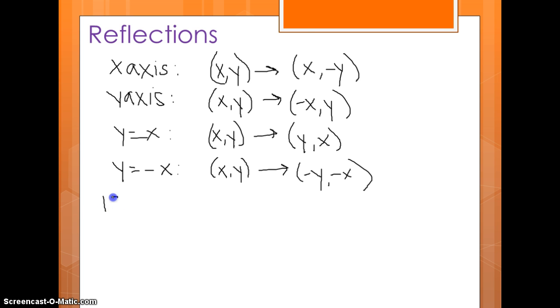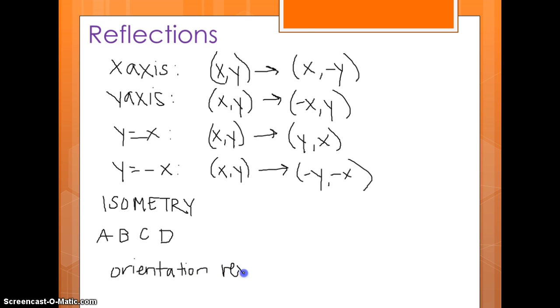Alright, a reflection is also an isometry. Alright, and our properties are still preserved: angle measure, betweenness, collinearity, and distance. And then our orientation is reversed. The orientation does not stay the same, it is reversed. It's still the same, it's similar, it's very close. It's just reversed, it's backwards.